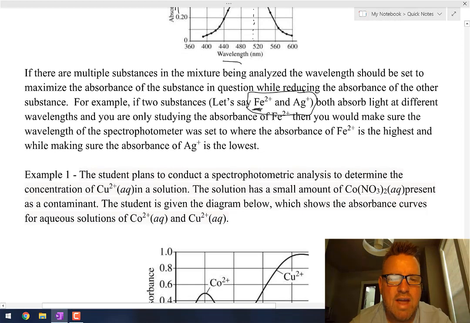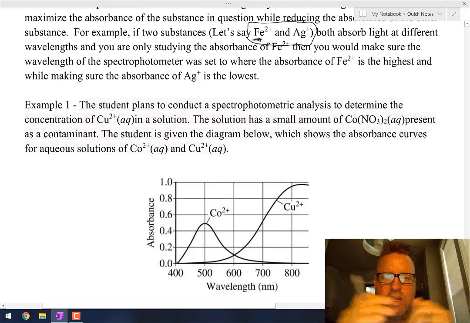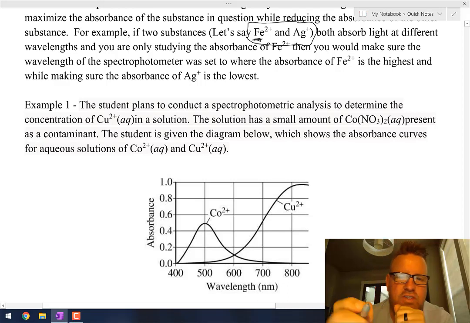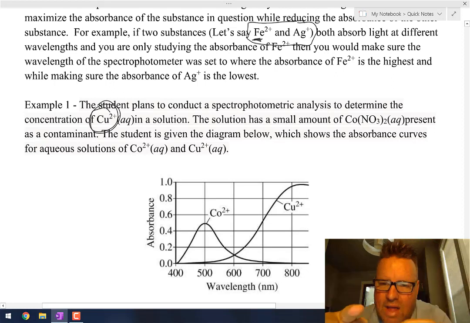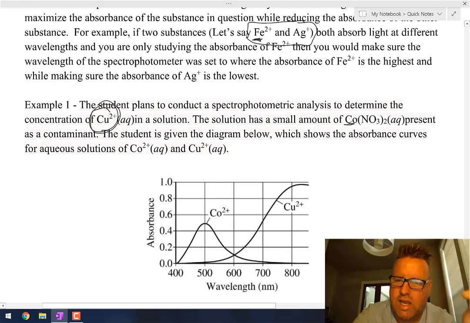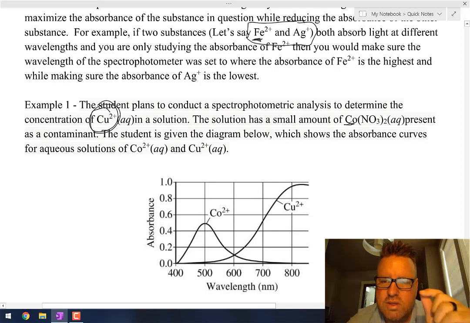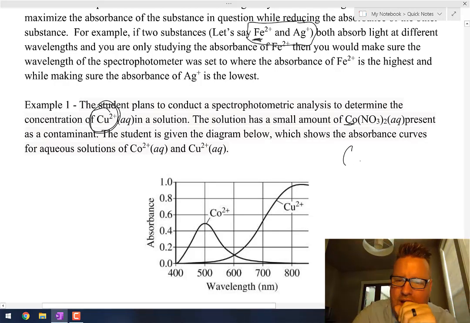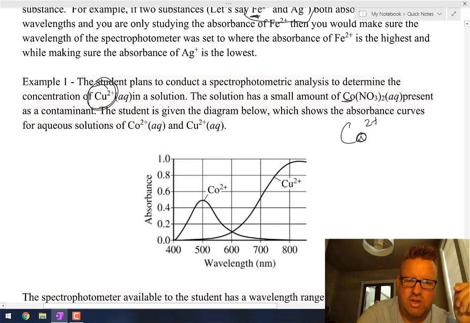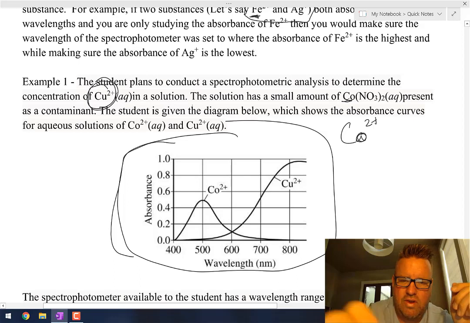So let's say we have an example here. A student plans to conduct a spectrophotometric analysis to determine the concentration of Cu2+. So we want to know about the Cu2+, but the solution also has some cobalt in it as well. And cobalt, Co, is soluble, and so we're going to have some Co ions floating around in there as well. And the student is given this curve right here. So you're looking at this curve right here.